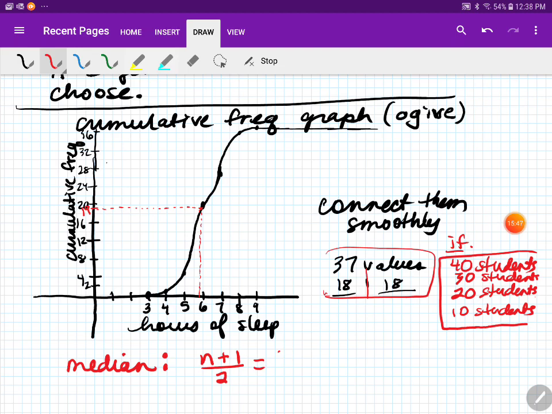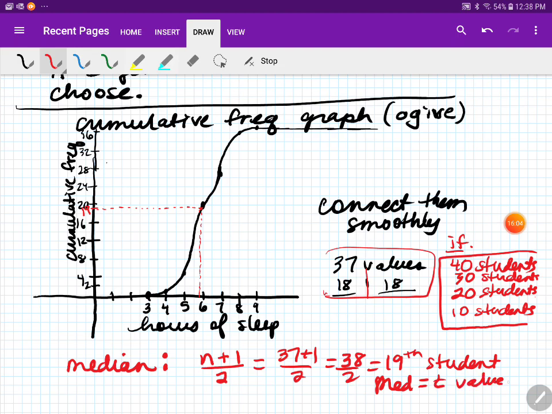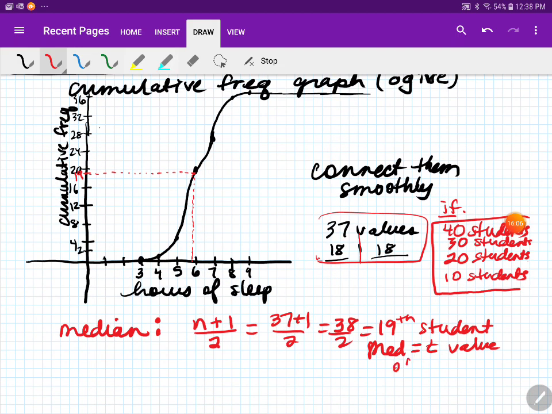So this would be 37 plus 1 divided by 2, which is 38 divided by 2, which is 19. And then what you're looking for is the 19th student. And then the median is the t-value of the cumulative frequency equal to 19. So that is what I did. I just didn't write it down.